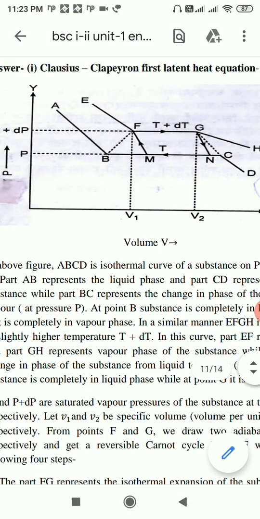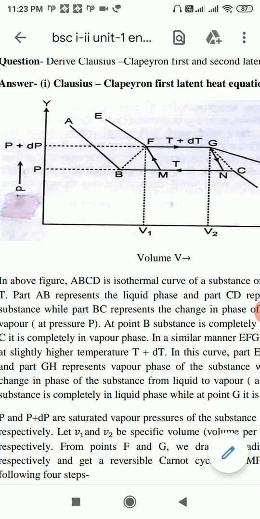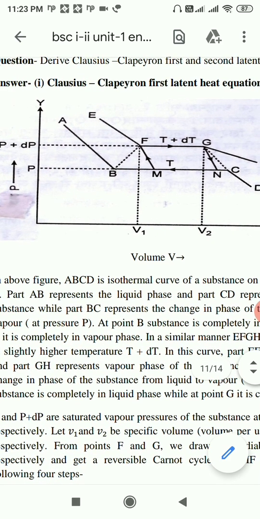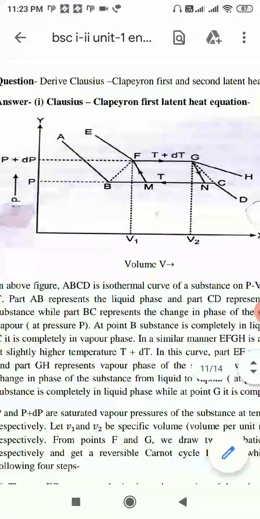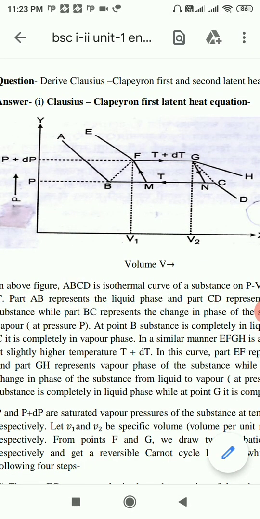This is the PV diagram for a substance in liquid and gaseous state. There are two isothermal curves A, B, C, D and E, F, G, H. ABCD is isothermal curve at temperature T and EFGH is isothermal curve at temperature T plus dT.